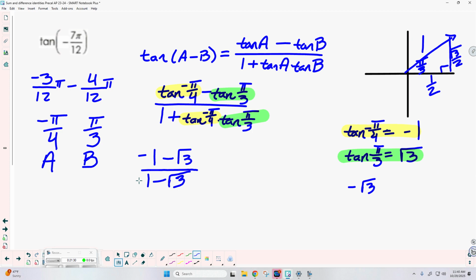And this one continues to be nice to me. I don't have any fractions to deal with. Okay, but I do have to rationalize. And what's that word again? Big word started with a C. Conjugate. What's the conjugate to 1 minus root 3? Okay, I got to multiply by 1 plus root 3. Interesting.